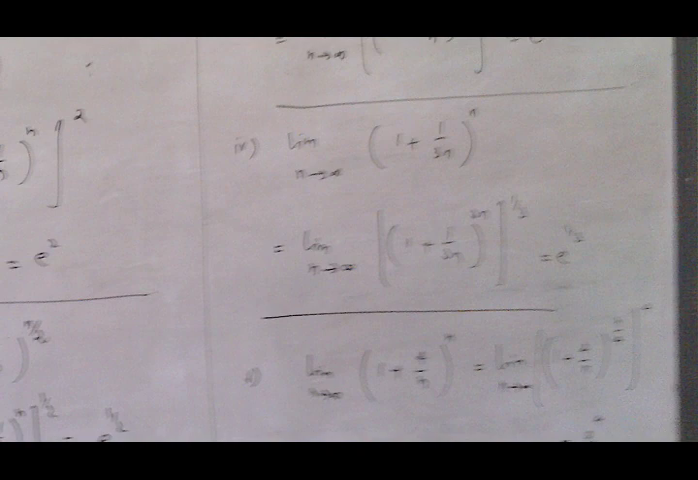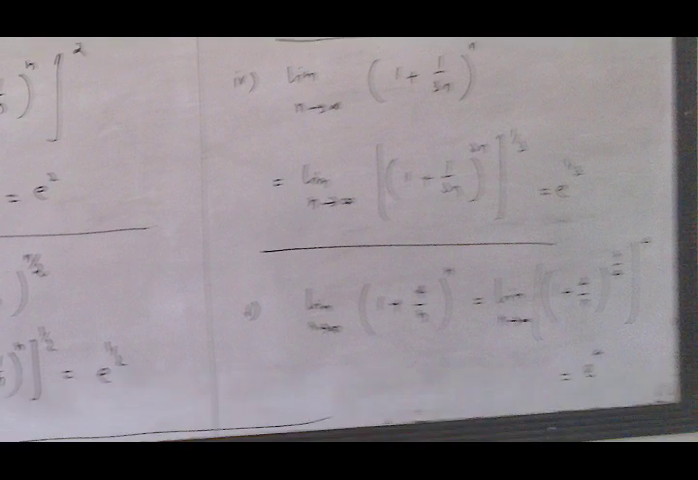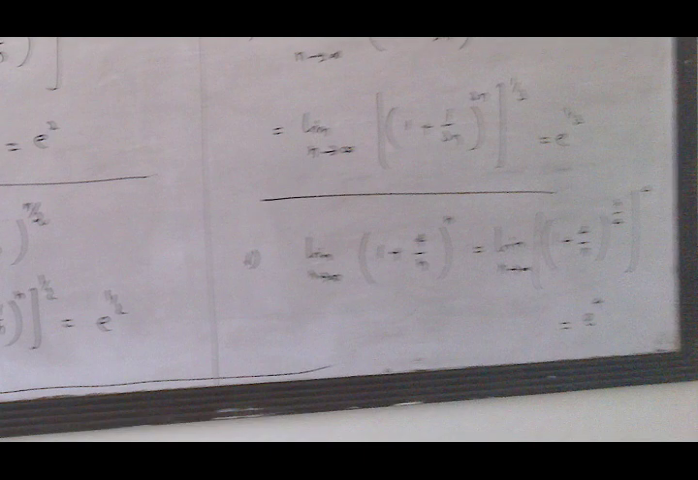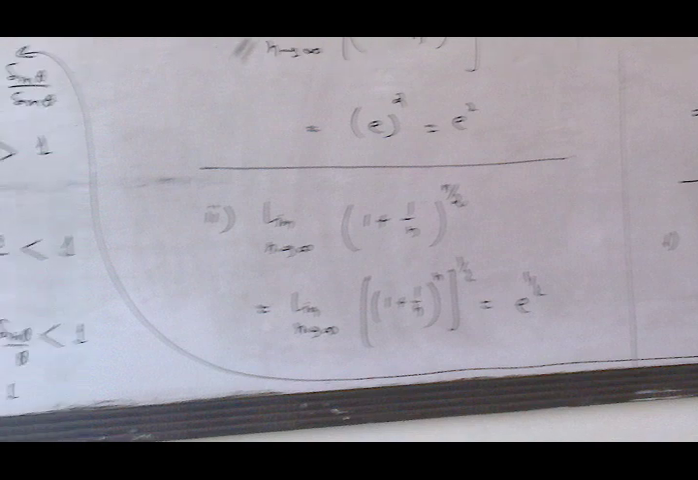Next, again 1/2n, we multiply and divide by 2, therefore e raised to power 1/2. Now we have 4/n, we multiply and divide by 4 in the power, and it is equal to e raised to power 4.